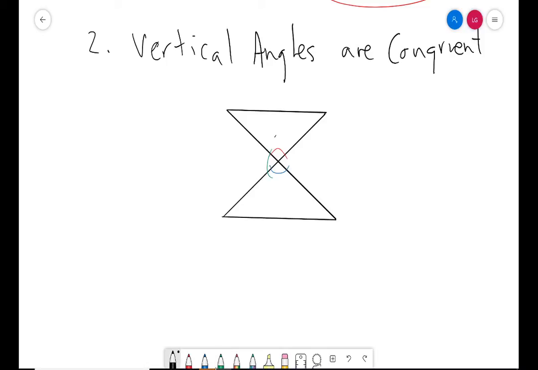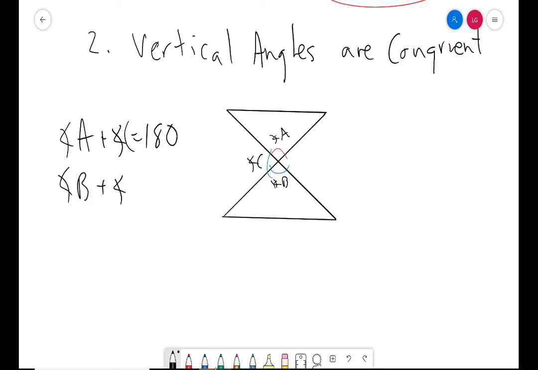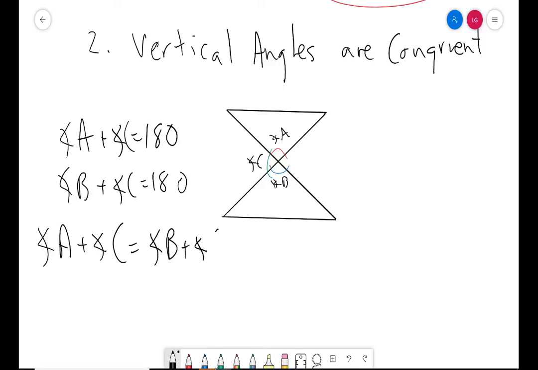In other words, let's call this angle A, we'll call this angle B, we'll call this angle C. Angle A plus angle C is 180. Angle B plus angle C is 180. So you can do a nice algebraic substitution here. Angle A plus angle C must be, since it is 180, also equal to this. You can subtract the measure of angle C from both sides, and you get the proof there very quickly.